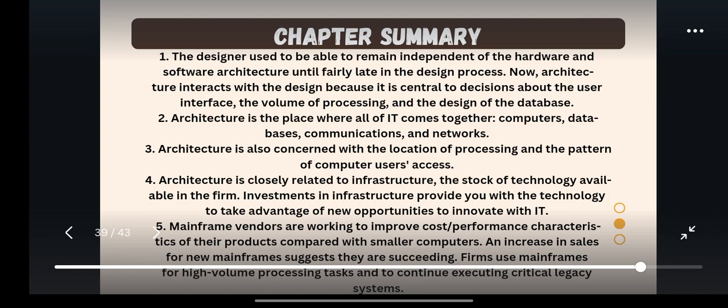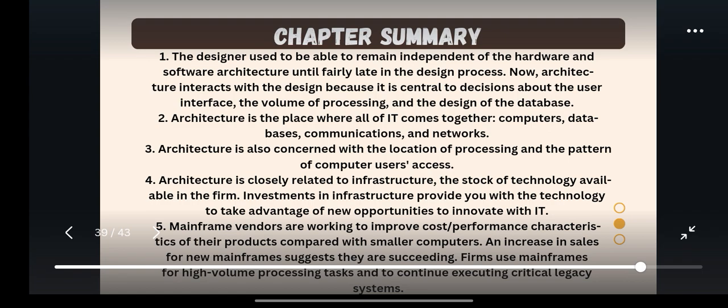Second, architecture is the place where all of IT comes together: computers, database, communication, and networks. Third, architecture is also concerned with the location of processing and the pattern of computer access by users. Fourth, architecture is closely related to infrastructure, the stock of technology available in the firm. Investment in infrastructure provides you with the technology to take advantage of new opportunities to innovate with IT, or information technology.